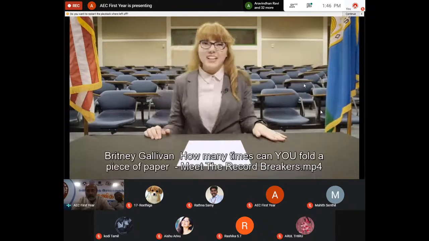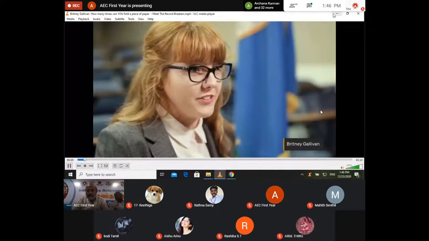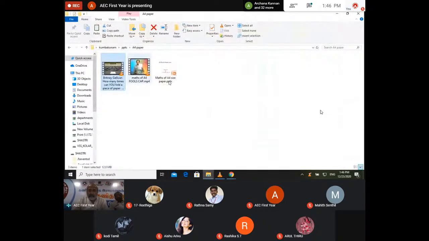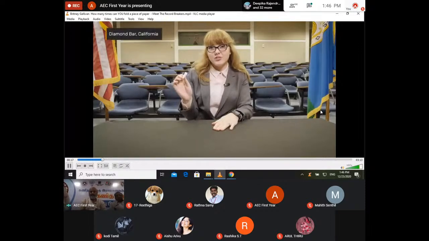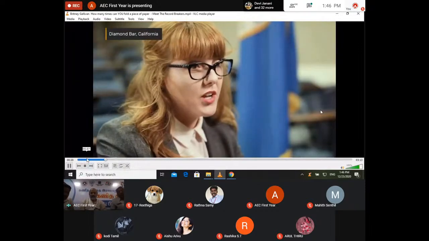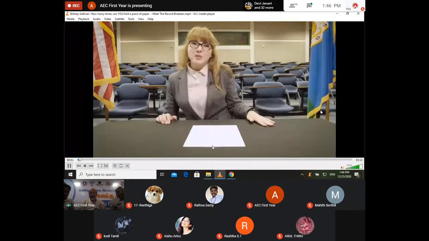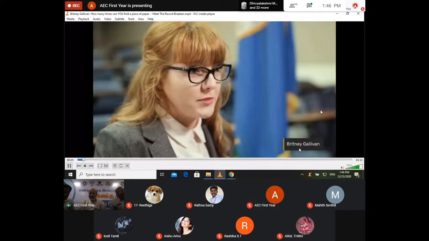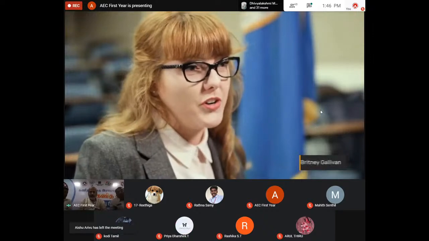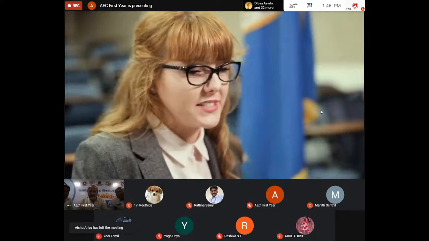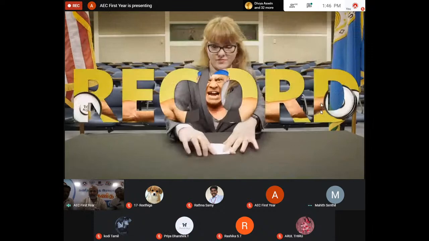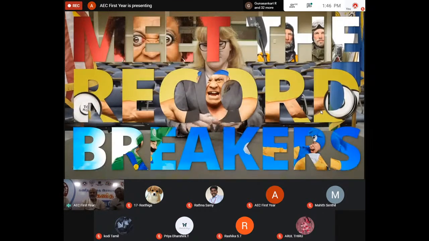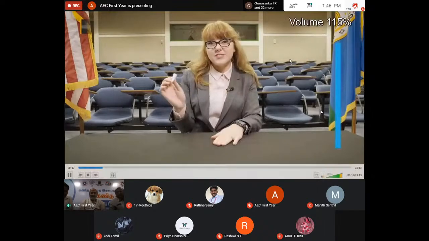Hello, I'm Brittany Gallivan. Have you ever heard the commonly accepted belief that no one can fold a piece of paper or anything in half? Students, are you seeing this? That was 6 folds for this piece of paper.